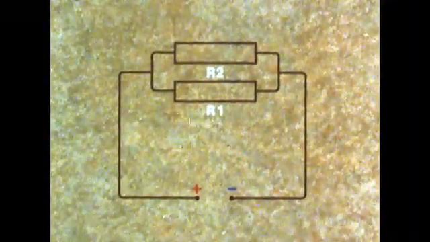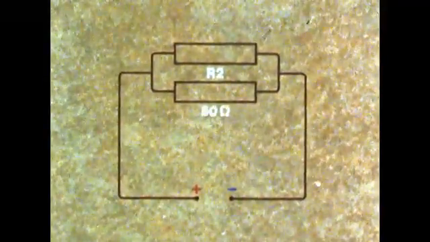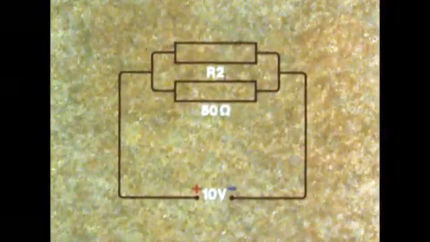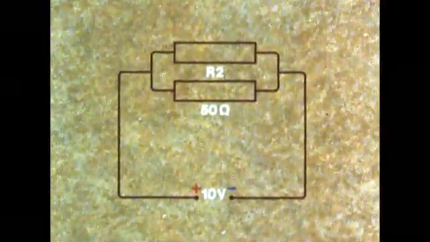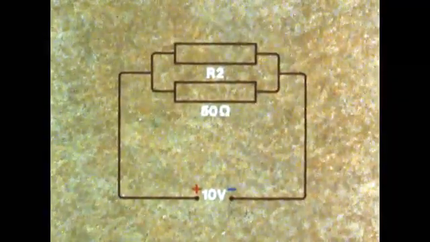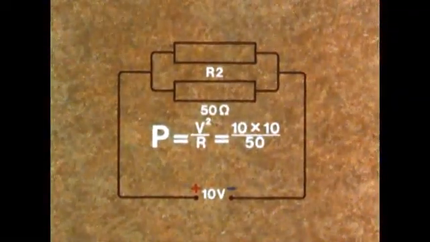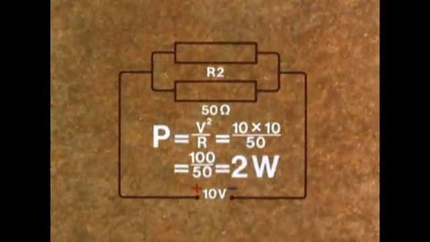Next, suppose we have a circuit with resistors in parallel. One of them has a resistance of 50 ohms and a 10-volt source is driving the current. Can we find the power being absorbed by the 50 ohm resistor? And the answer is yes, easily. Because P equals V squared over R. That is 10 squared over 50, 2 watts.